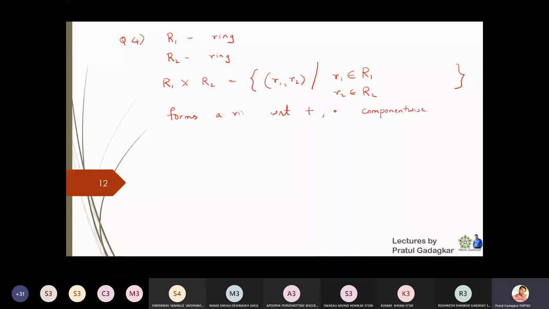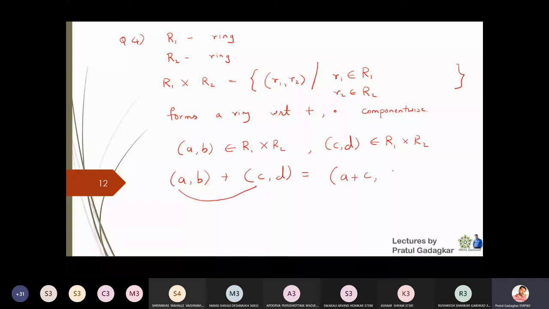So this forms a ring. If I'm taking (a, b) from R1 cross R2, and I'm taking (c, d) from R1 cross R2, what is the addition defined as? The addition is component wise: (a, b) plus (c, d) will be equal to (a plus c, b plus d). So this is also an element of R1 cross R2. And what is the component wise multiplication defined as? (a, b) into (c, d) will be equal to (ac, bd): the first component multiplies the first component, the second multiplies the second.